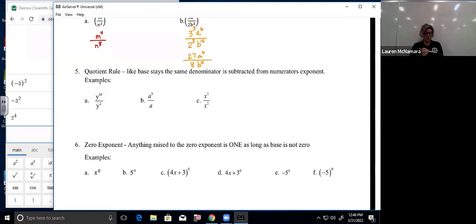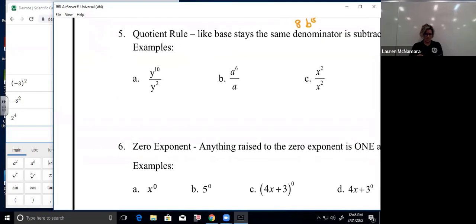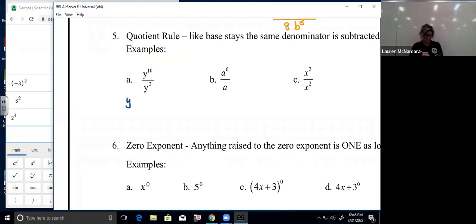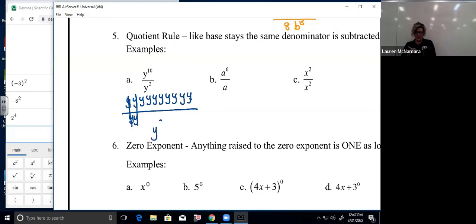What are you actually doing here? You're actually dividing out. If I were to write this first one out, which is a lot, so here I'm writing it out. Then I divide it out. How many y's are left in my numerator? There's 8 because my highest exponent of y was in my numerator. So I have y to the 8th.